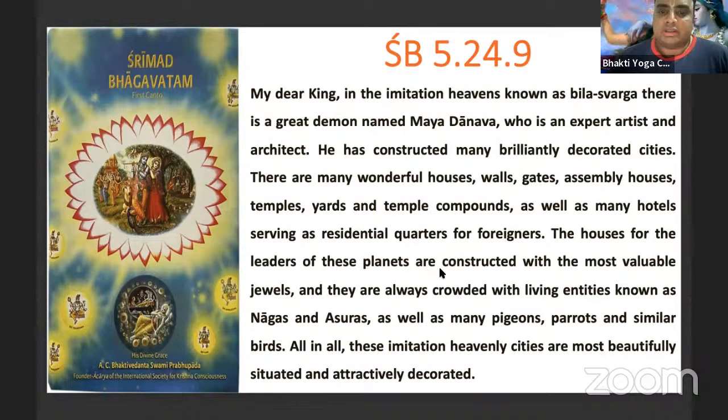Houses for the leaders of these planets are constructed with the most valuable jewels, and they are always crowded with living entities known as Nagas and Asuras, as well as many pigeons, parrots, and similar birds. All in all, these imitation heavenly cities are most beautifully situated and attractively decorated. So the Bilaswarga regions are even more attractive and materially opulent compared to even the Divya Swarga regions in the upper worlds.